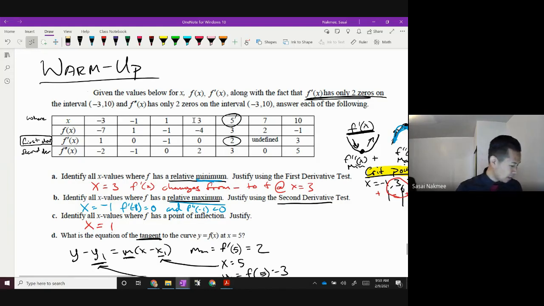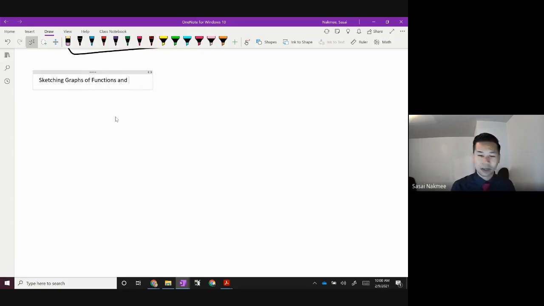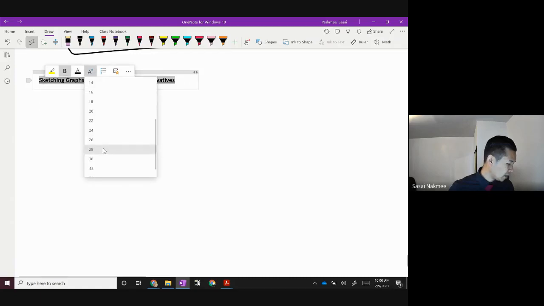All right. Let's go for today's lesson. Today we're going to be sketching. Let's type this out. We're going to type this out. Today's lesson is going to be sketching graphs of functions and their derivatives. Boom. Let's make that a little bit bigger so we can all see. What size are you? 11. Let's go with 28.